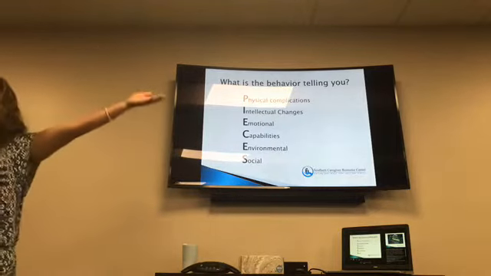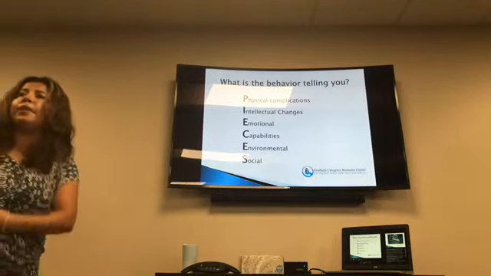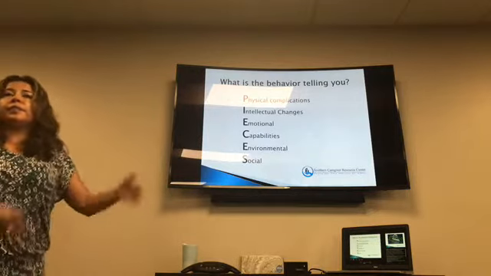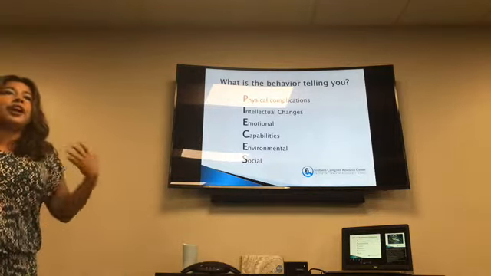Capabilities. The person is no longer able to go to the restroom. So now you have to help them. You have to find different ways of getting them to the bathroom or showering or walking.